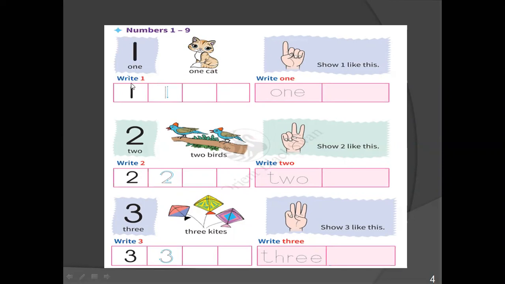1, O-N-E, 1. You have to write 1 in this box. And the number name, O-N-E, in this box. See, 1 means we are showing one finger. They are showing one finger here. Next, 2 means 2 birds are there. They are showing 2 fingers. You have to write 2 here. Here also you have to write the number 2 and here the number name. Same way 3 also. See how many kites? 1, 2, 3 kites. Here how many fingers? 1, 2, 3. Here you have to write 3 in numbers. Here you have to write the number name.